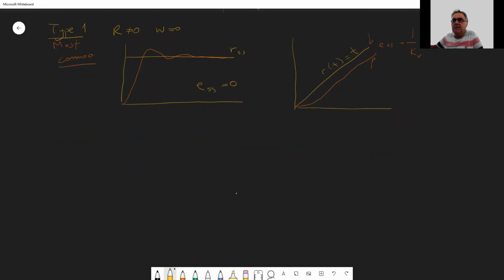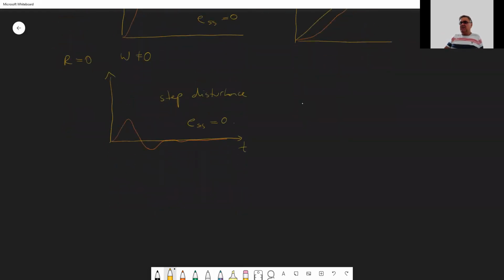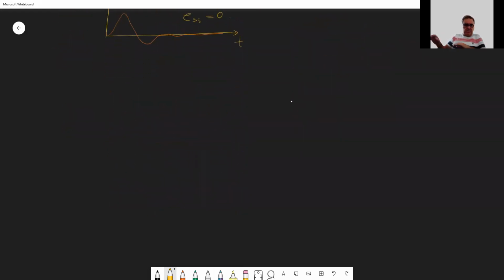On the other hand, if you have a type 1 system with R equals 0 but W is not 0, there is a disturbance on your system, your system gets disturbed, but eventually it reaches 0. If this is a step disturbance, the steady state error gets to be 0. Well, you'll get to understand this better as I give more examples, I hope.